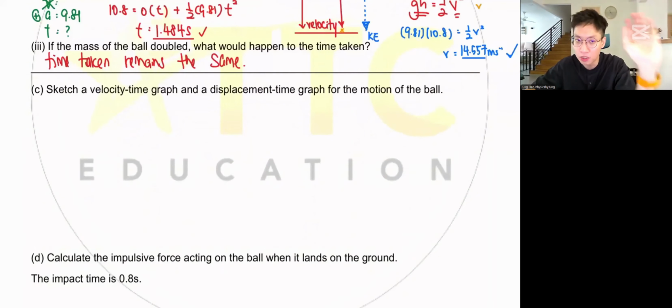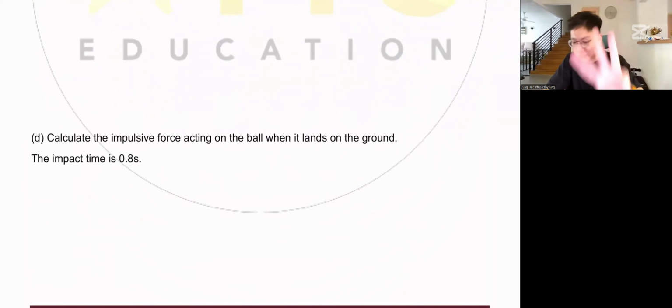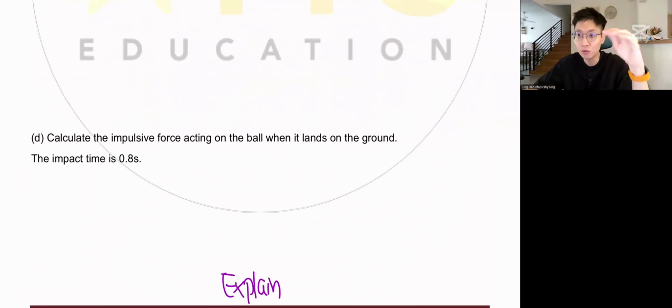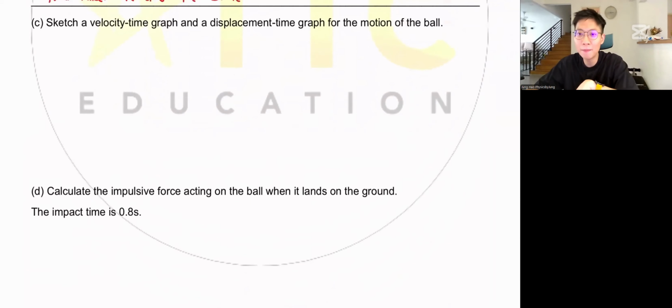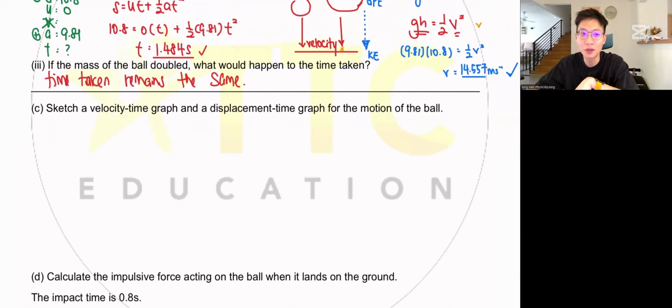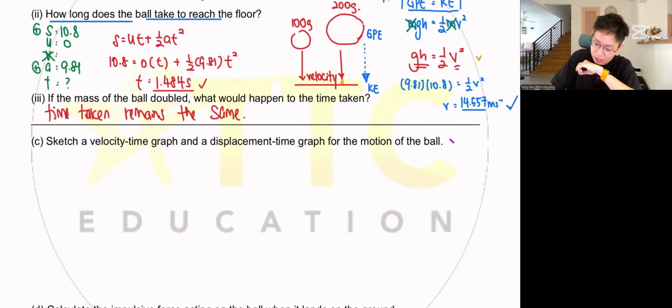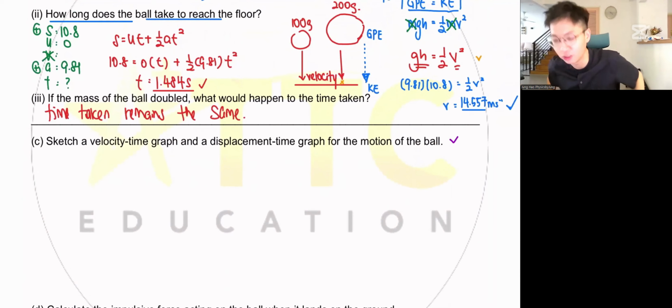Now I want to do the most annoying part. In your coming exam, there are three things that may be very difficult. One of the things you will need to be thorough in is explaining. The second thing you need to be quite thorough at is sketching. For example, I test you with this question: sketch a velocity-time graph and displacement-time graph for the motion of the ball.